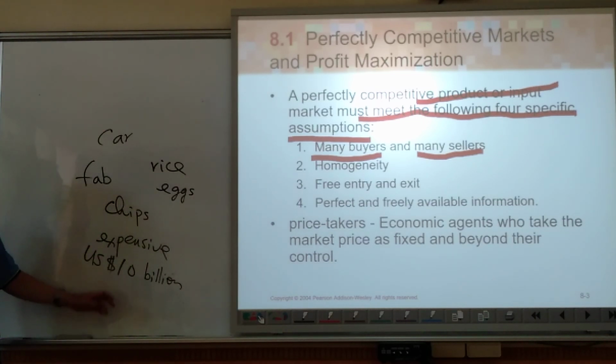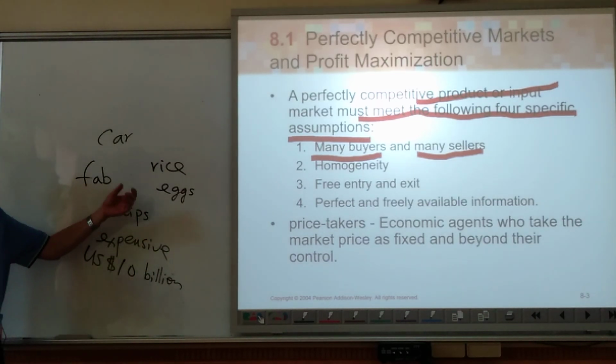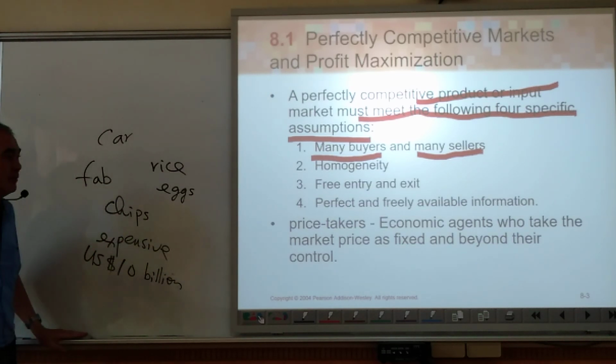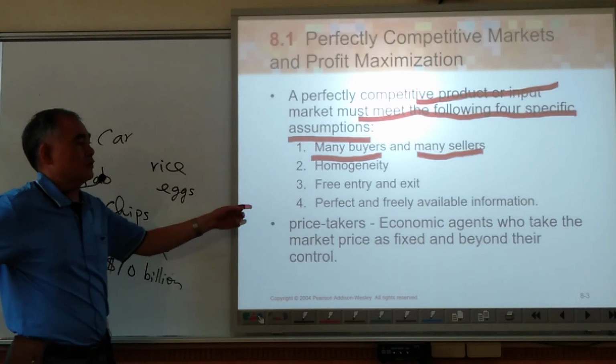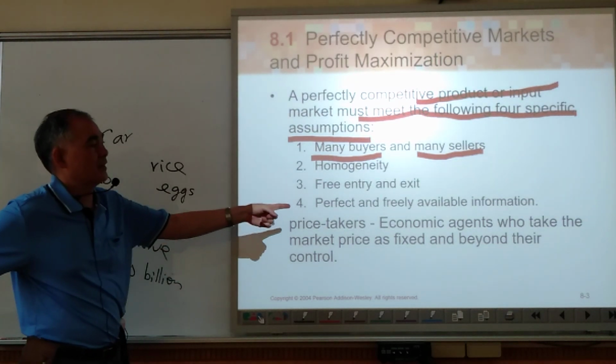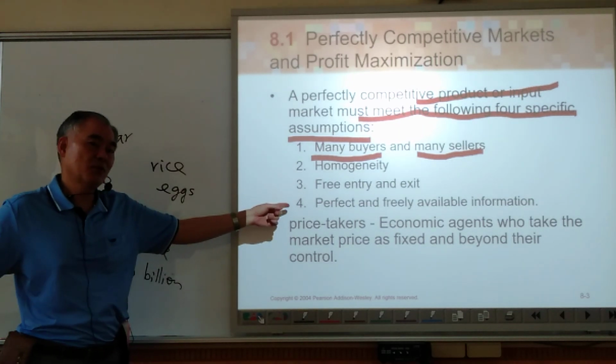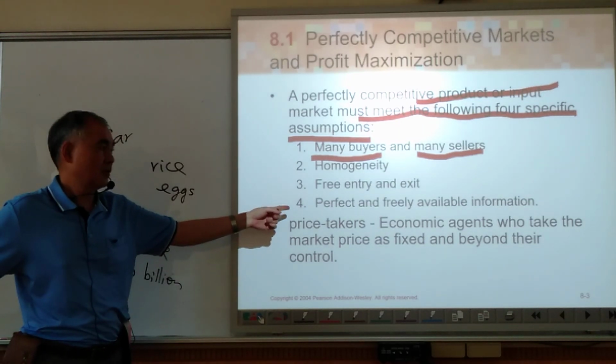The same thing for food: rice, eggs, chicken, pork, beef. For this kind of product, it is easier, but still not that easy, you know. So anyway, the fourth condition, perfect and freely available information. This is even more difficult to get.